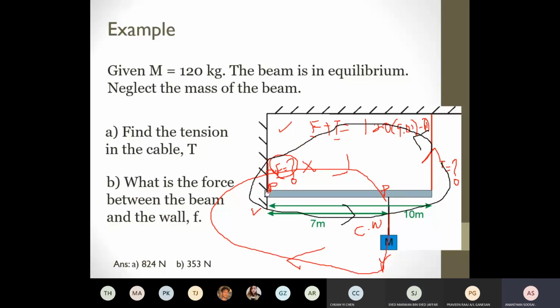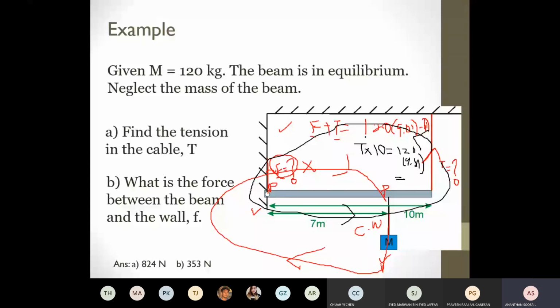So at the pivot, the moment caused by T must be equal to the moment caused by the weight. So how's the equation going to be? T times what? T times perpendicular distance, how much? Perpendicular distance is 10 meter. Yeah, good. T times 10 should be equal to the moment caused by the weight, 120 times 9.81. You see?